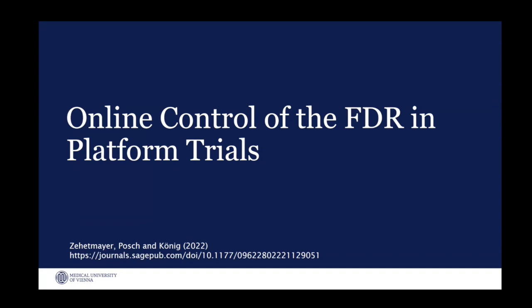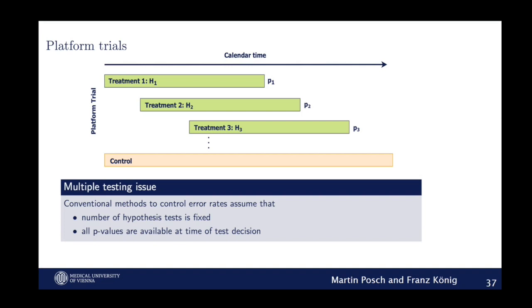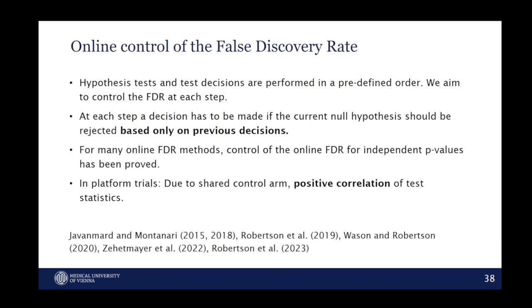Here I will just give you a catch of how it could be done. Traditionally, if you would like to apply a multiple testing procedure, it assumes that all p-values are available at the same time. But for a platform trial, that is not true, because this would mean for the first treatment, you have to wait until the very end, and then there's no point in conducting a platform trial. What is meant by online control is that the hypothesis tests can be made whenever the data become available, but you would like to control the false discovery rate at each step. And at each step, a decision has to be made if the current null hypothesis should be rejected based on only the previous decisions.